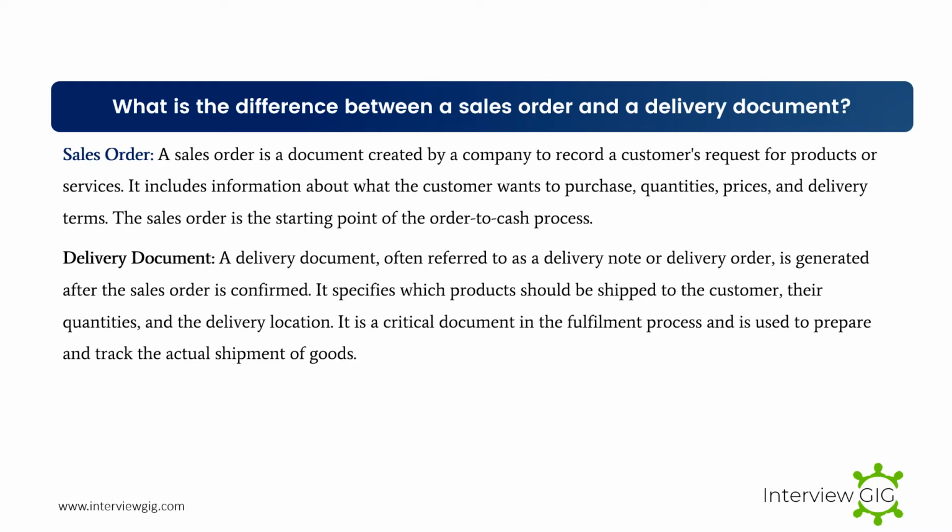Delivery document: a delivery document, often referred to as a delivery note or delivery order, is generated after the sales order is confirmed. It specifies which products should be shipped to the customer, their quantities, and the delivery location. It is a critical document in the fulfillment process and is used to prepare and track the actual shipment of goods.